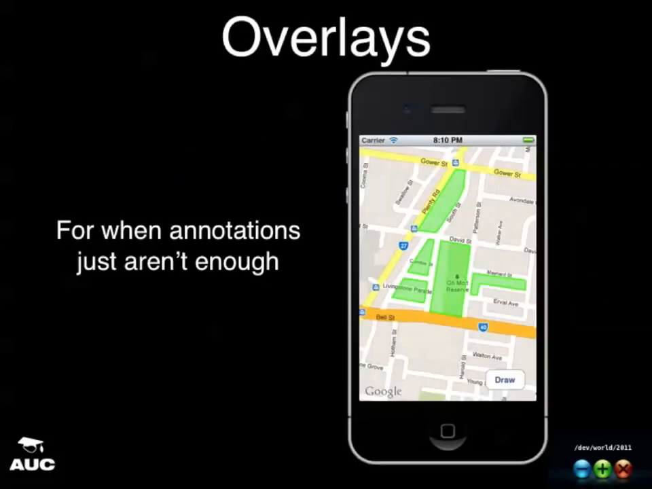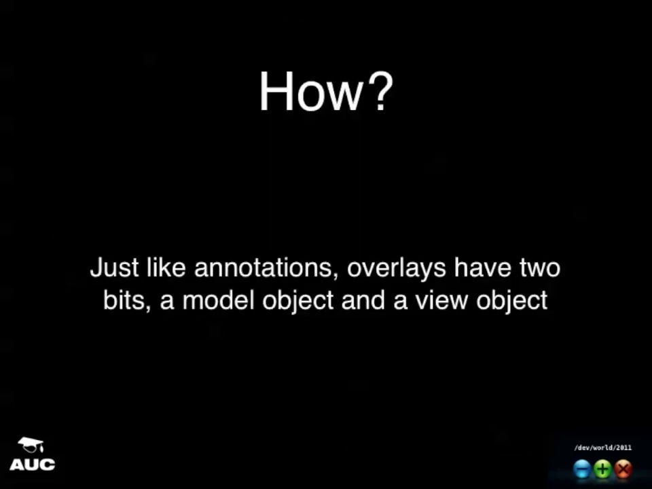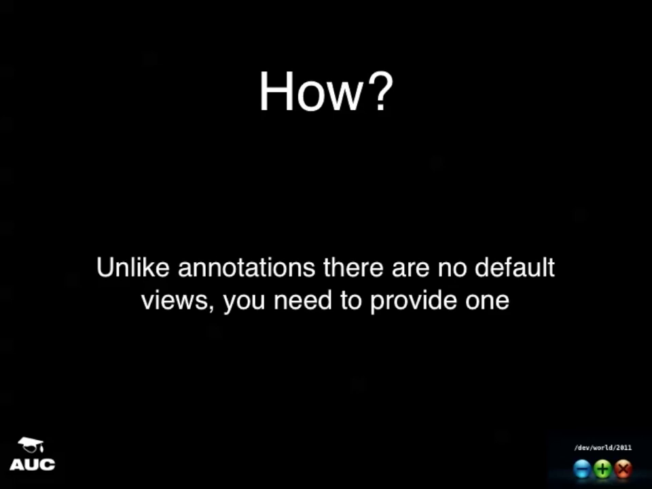What happens if you want more than annotations? Well, Apple's very kindly, since iOS 4, provided overlays. You can do a whole bunch of stuff with this. I've just made some green crap. So they're actually based on the annotation protocol. So they're very similar. They've got a model and a view object. However, unlike annotations, there is no default view. If you just throw down an overlay without providing a view, it will just sit there and do nothing. It won't appear. So make sure you provide one.